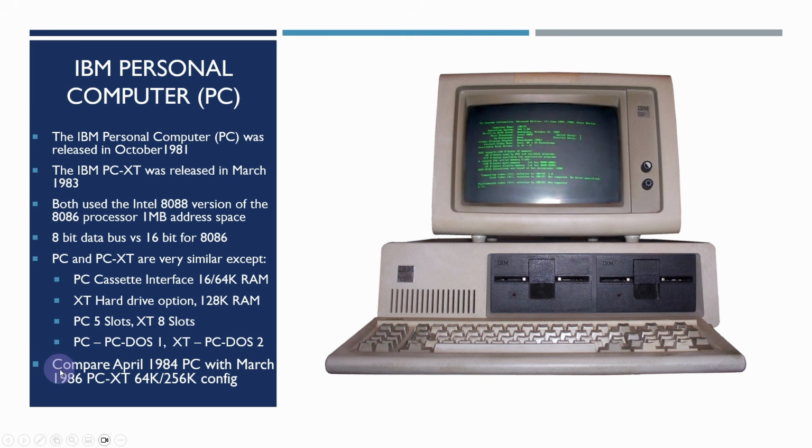So we're going to be comparing the documentation for the PC from April 1984 with the March 1986 PC-XT documentation. And part of the reason for doing this is that the diagrams are a bit clearer in these versions. Some of the earlier versions weren't quite as clear. And it also allows us to compare the 64K/256K configurations of both the PC and the PC-XT.